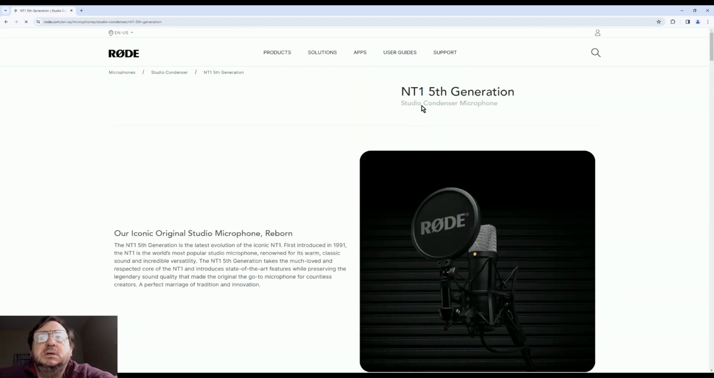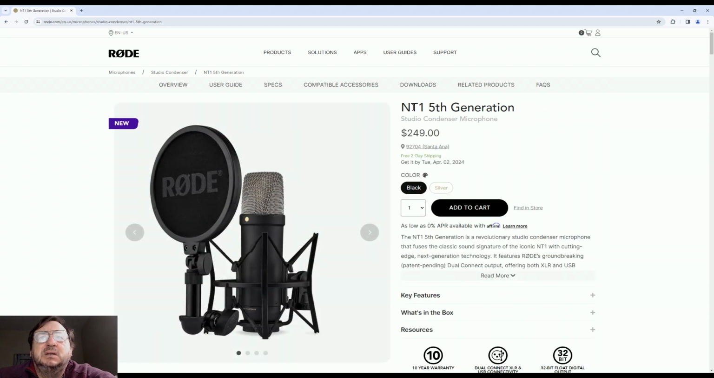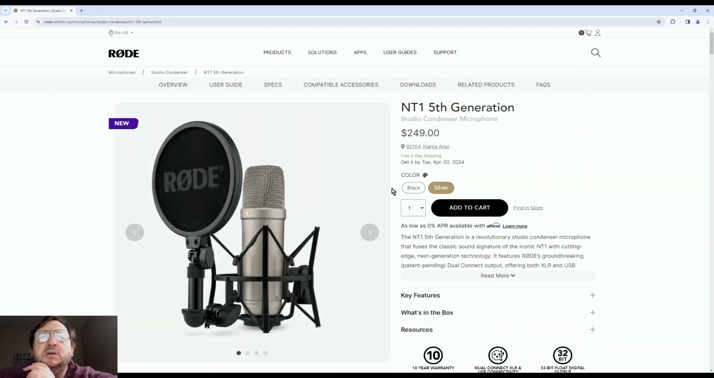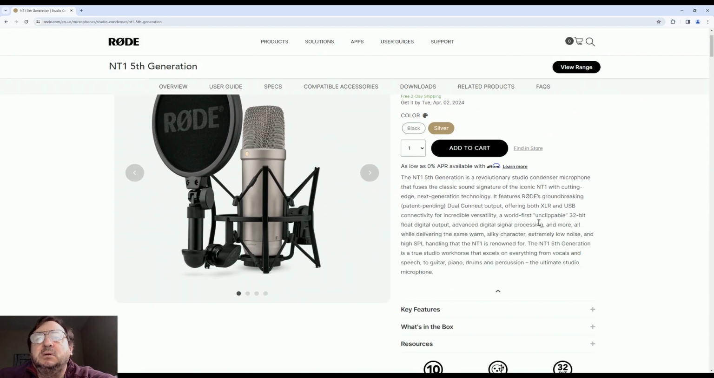Now this NT1 Generation 5 has only two colors. Other generations don't have 32 float. Suppose I like the silver or black. If you read about 32 float, I just know this mic, but if you search you can find more.